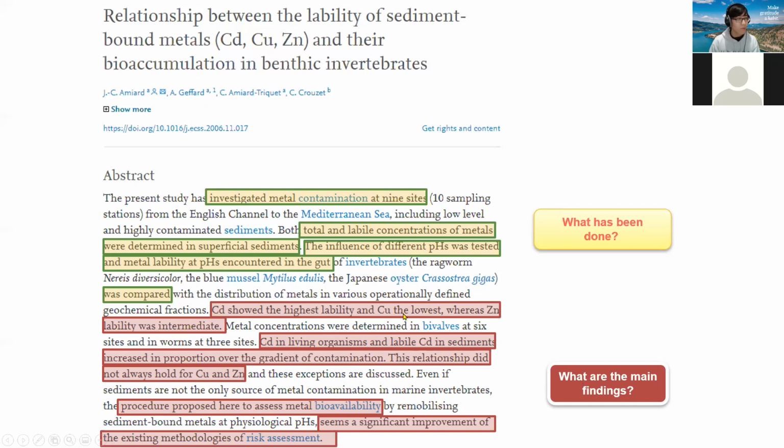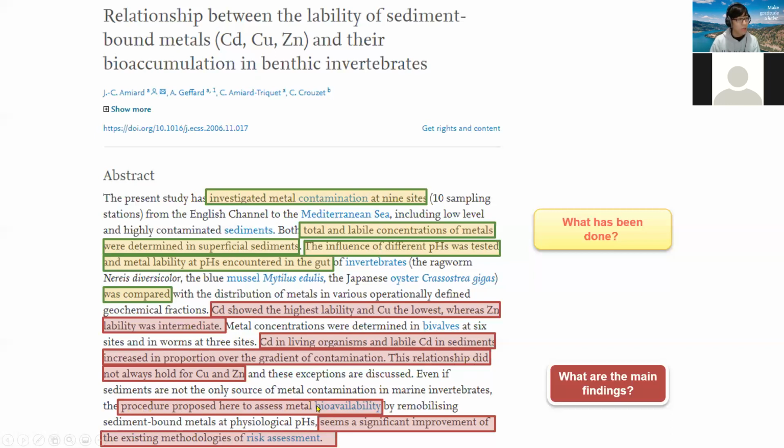Well, here they're talking about results. Cadmium showed highest lability and copper the lowest, whereas zinc lability was intermediate. I know this is a result because it doesn't say anything about this is amazing or this is significant or this is bad. It just says this is what happened. More of that here. They also say this relationship did not always hold for copper and zinc. So they're talking about what they mentioned in the title, right? And then they move on to the actual discussion.